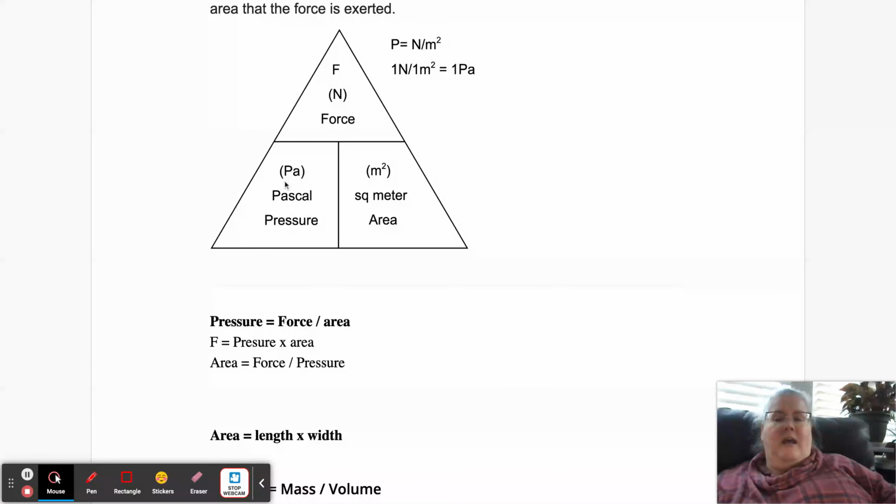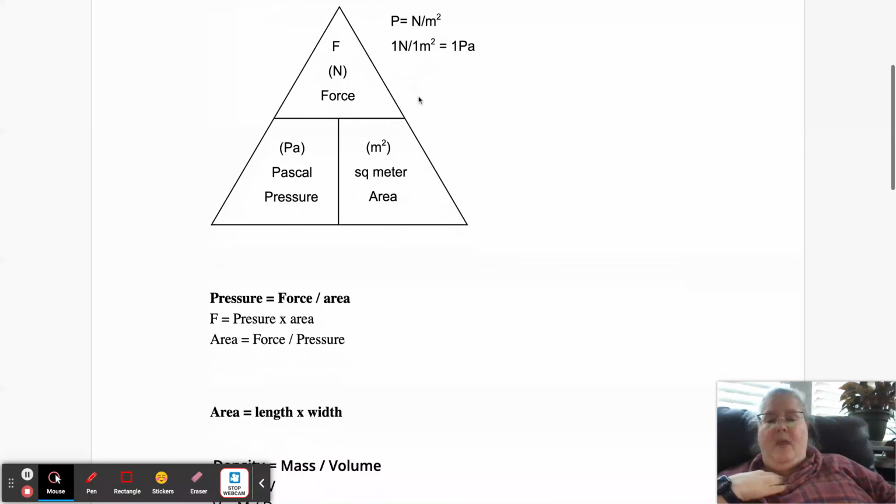And this Pascal is the unit that we're going to use for pressure. It's a Newton divided by a square meter. So 1 Newton divided by 1 square meter is equal to 1 Pascal. That's the definition of pressure mathematically for what we're going to be using. So that's also important. If we give you something and it's not in square meters, you need to convert to square meters. It also needs to be in Newtons.